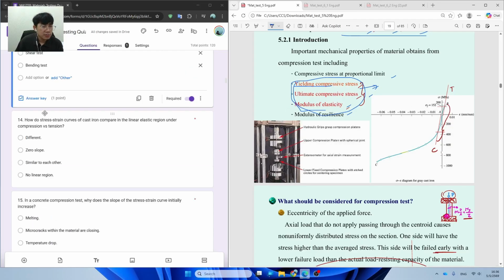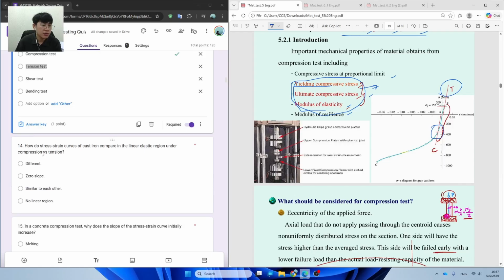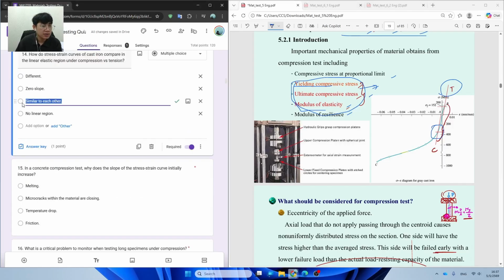For question number 14, how do the stress-strain curves of cast iron compare in the linear elastic region under compression versus tension? So they would like us to observe the linear line over here according to the offset plane. You can see that the behaviors are similar. So just click similar to each other.